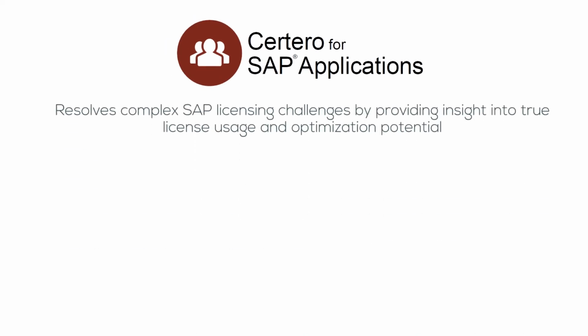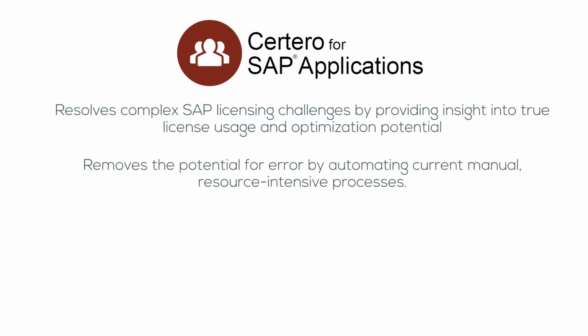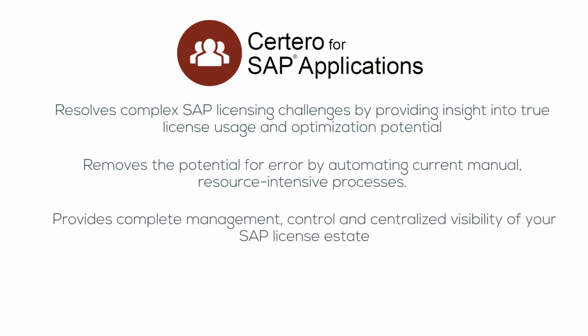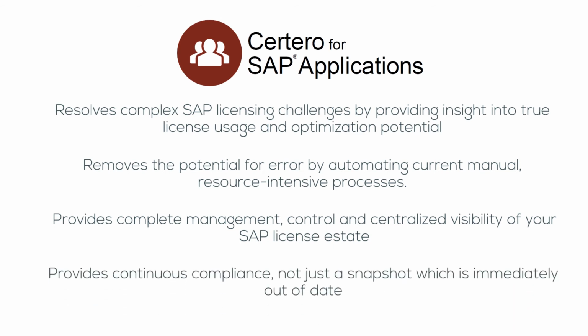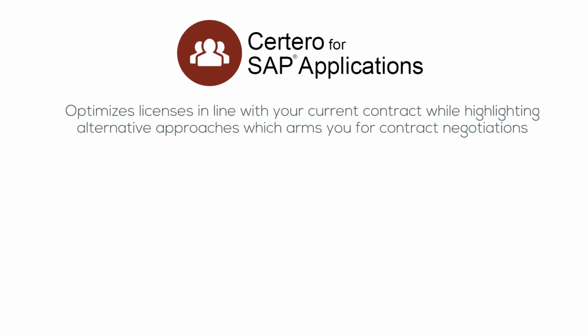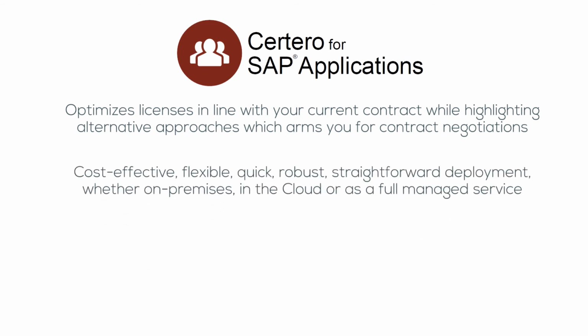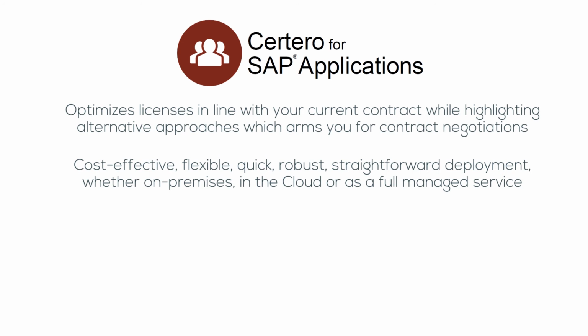Resolves complex SAP licensing challenges by providing insight into true license usage and optimization potential. Removes human error by automating current manual processes and data entry tasks. Provides complete management, control and centralized visibility of your SAP license estate. Provides continuous compliance, not just a snapshot which is immediately out of date. Optimizes licenses in line with your current contract while highlighting alternative approaches. Cost-effective, flexible, quick, robust, straightforward deployment, whether on-premise, in the cloud, or as a full managed service.